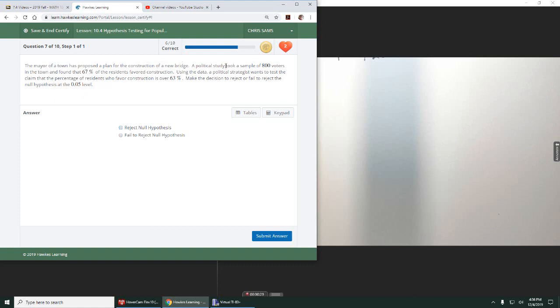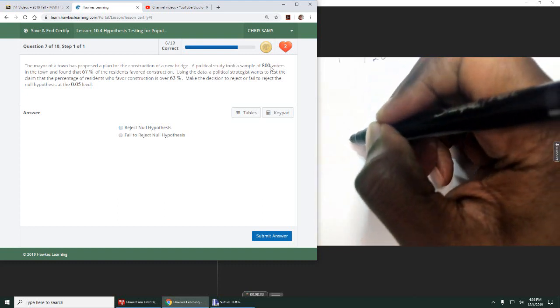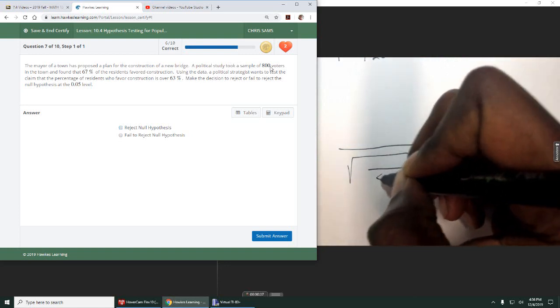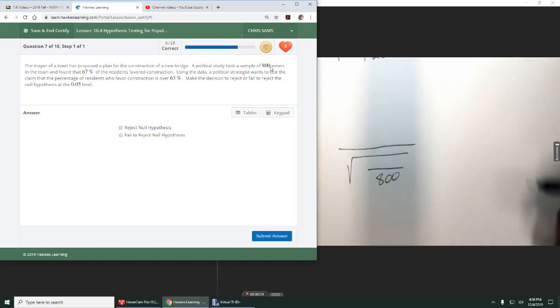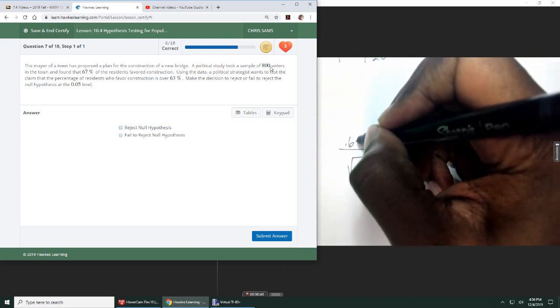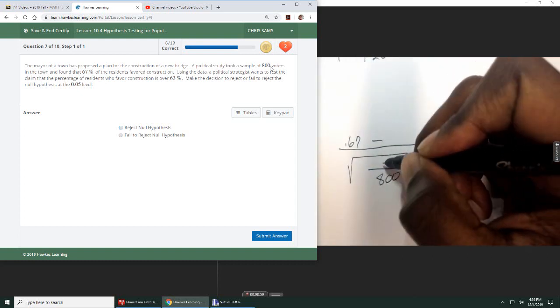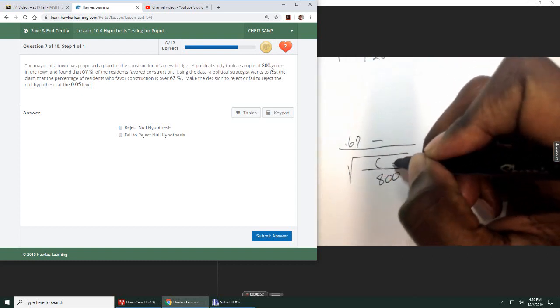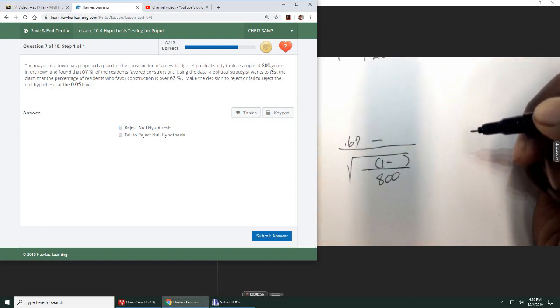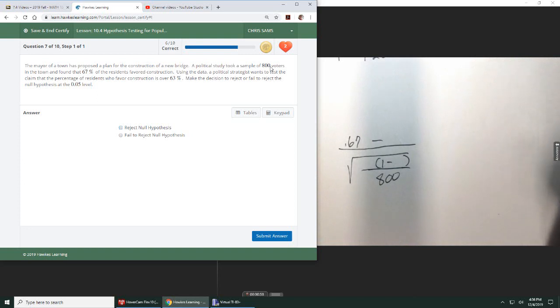It says a political study took a sample of 800, so I'm going to go ahead and start setting this up. So 800 is my sample size. That is going on the bottom under the square root. It found that 67% were in favor of construction, so my sample proportion is 0.67, and then I have to subtract the true proportion, and then 1 minus the true proportion down here.